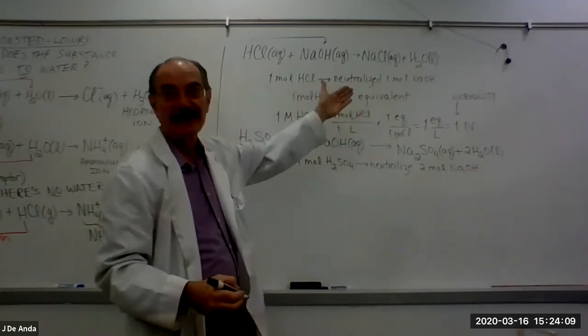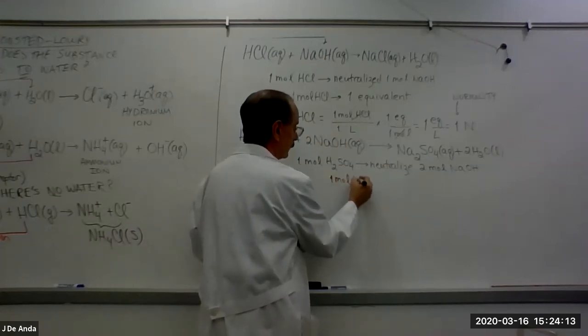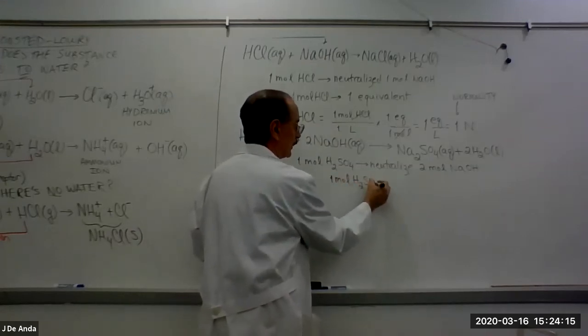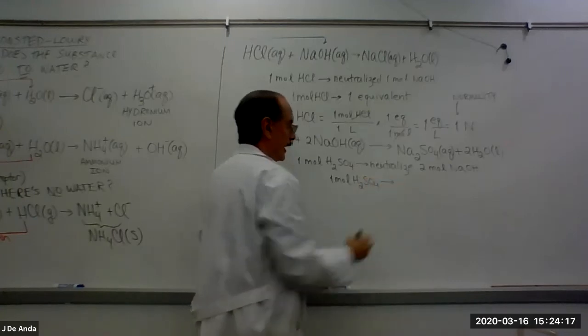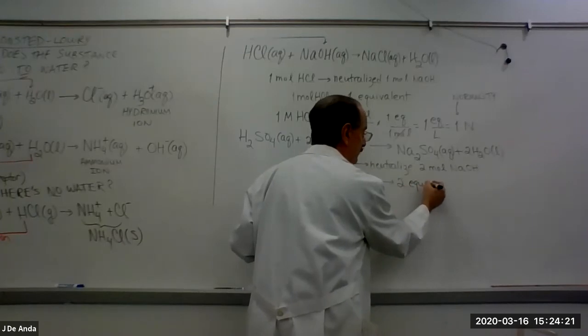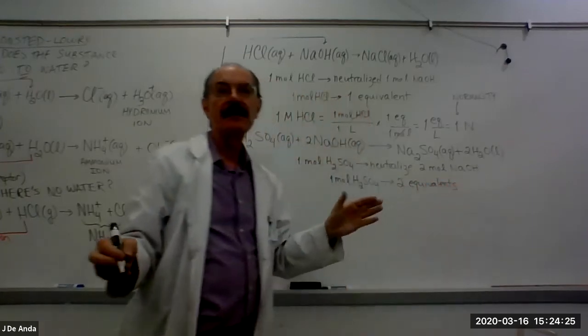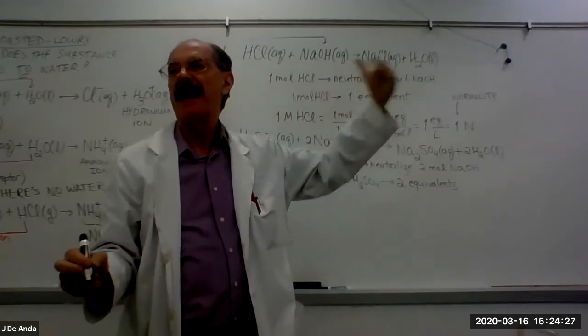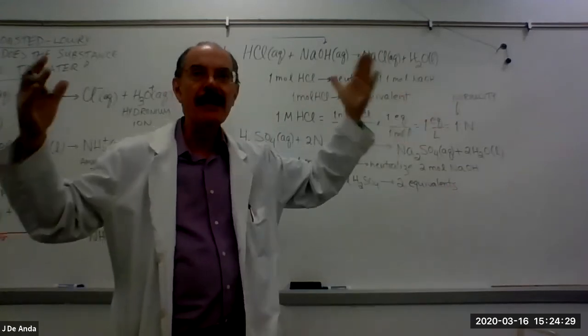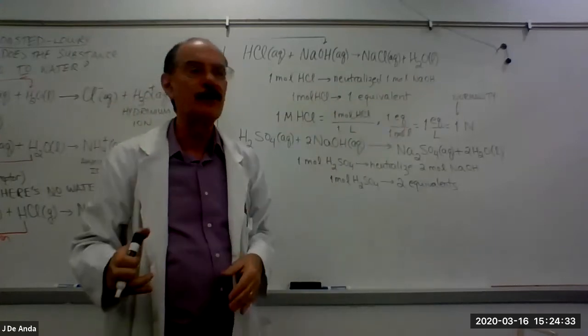Or in this new language we're proposing, we would say that 1 mole of sulfuric acid has not 1, but 2 equivalents of, let's say in this case, proton transferring power, right? It's a measure of its chemical activity, not of the number of particles per liter.